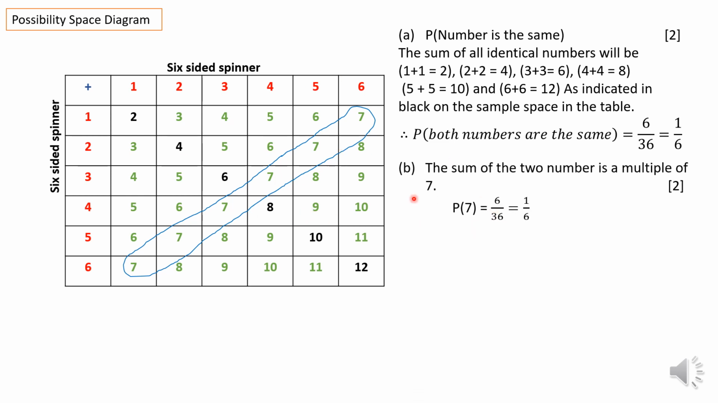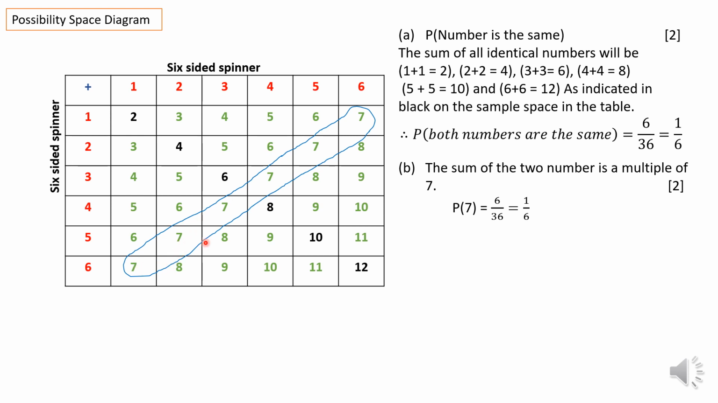Now you are supposed to find the probability that the sum of the two numbers is a multiple of 7. My possibility space diagram gives me 7s here. How did I get this 7? 6 plus 1 gives you 7. 5 plus 2 gives you 7. 4 plus 3 gives you 7, and so on. So I have highlighted this area here.